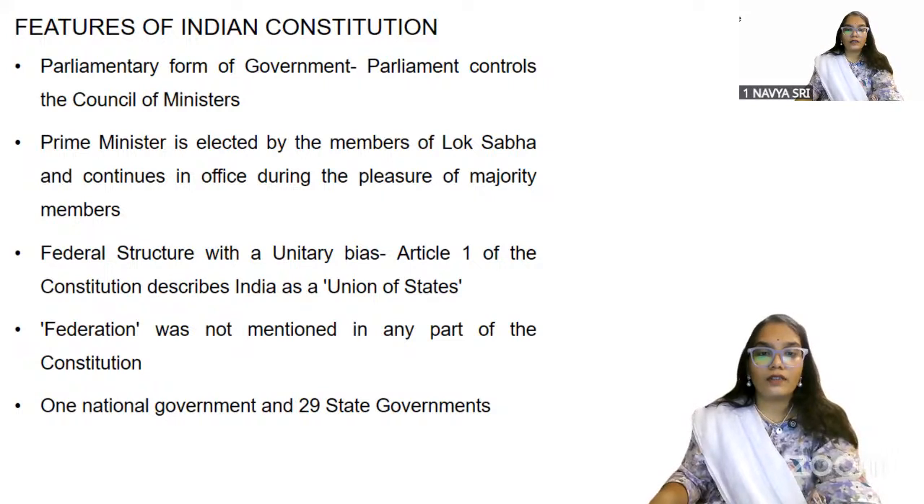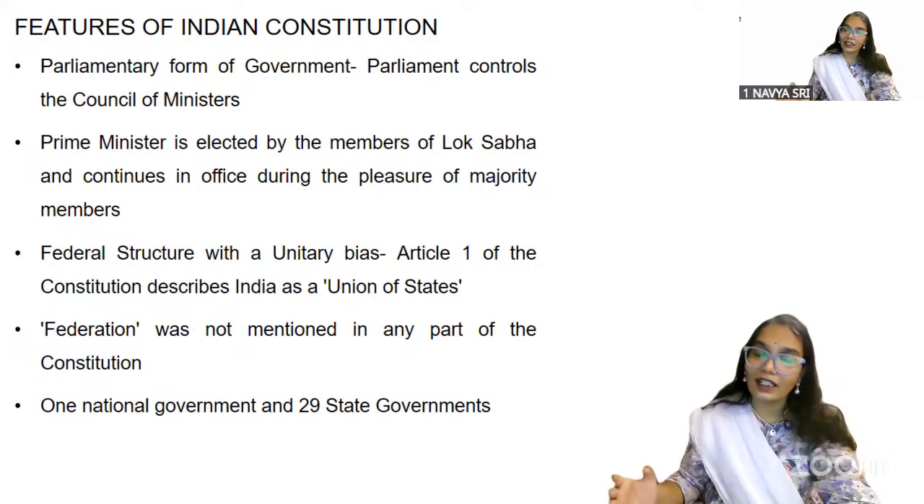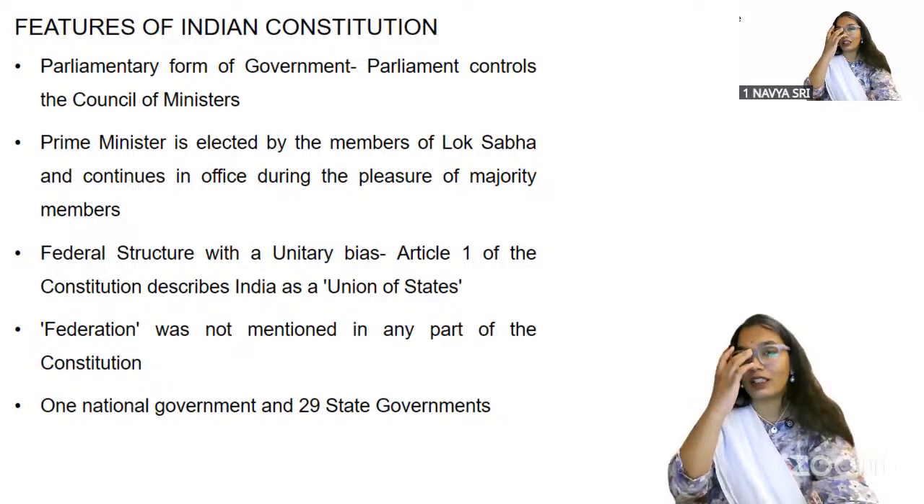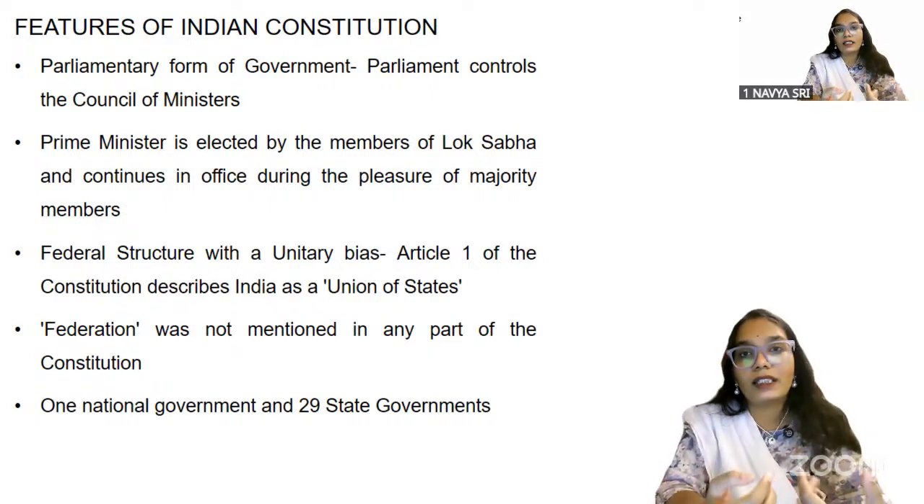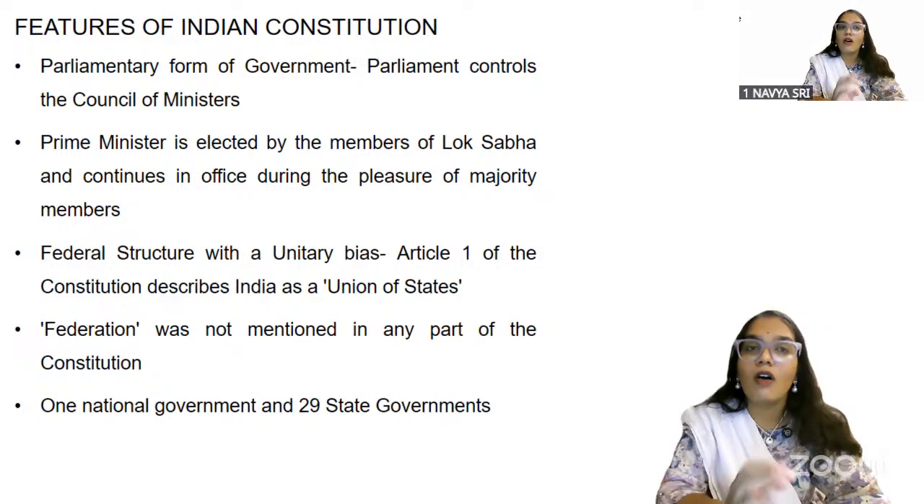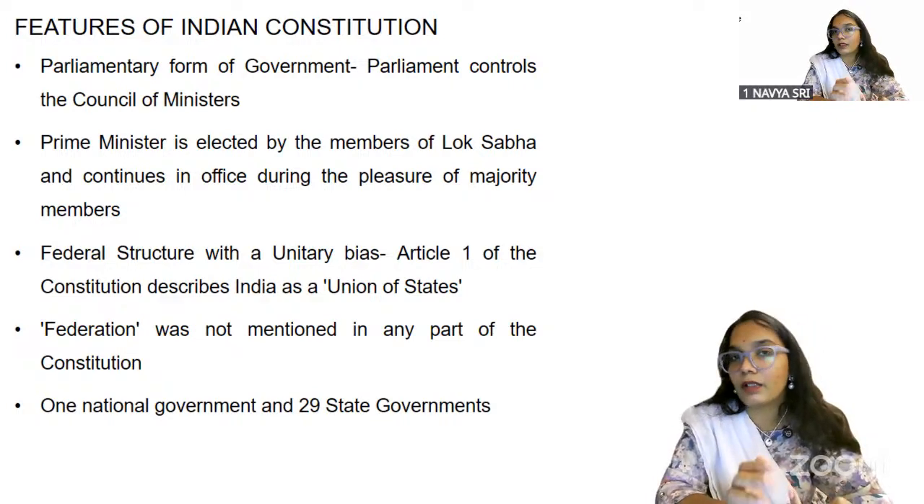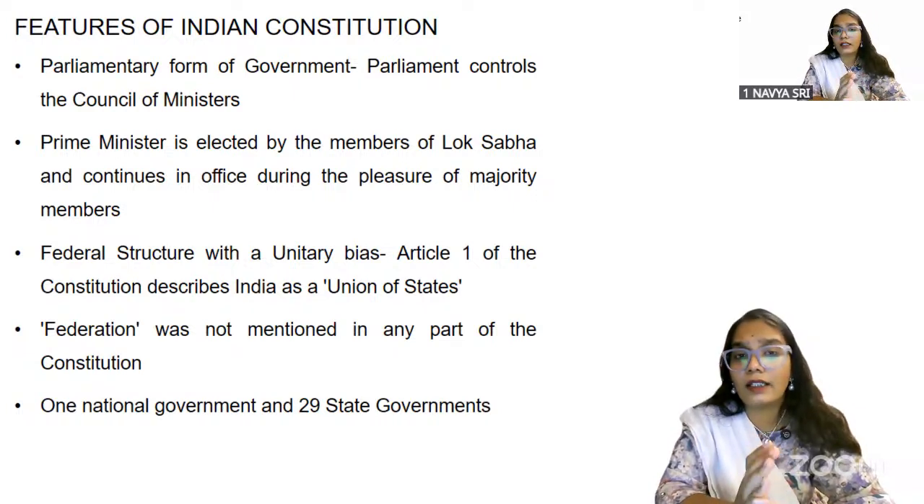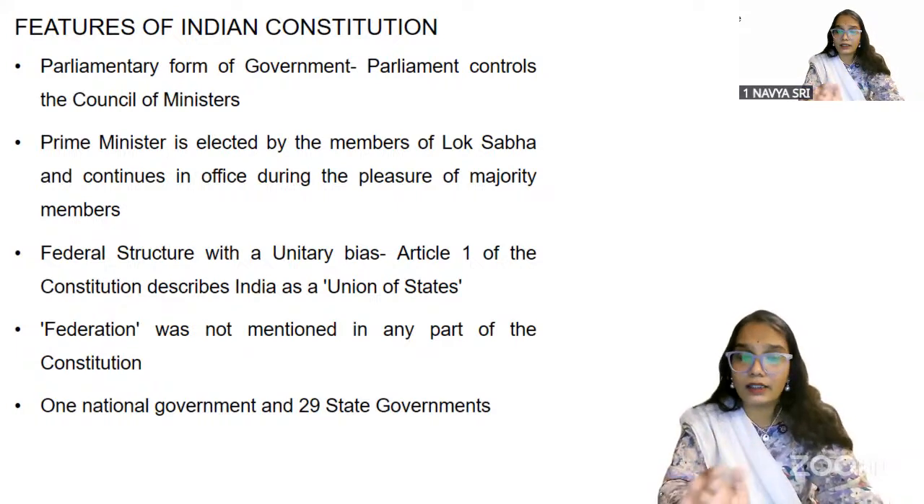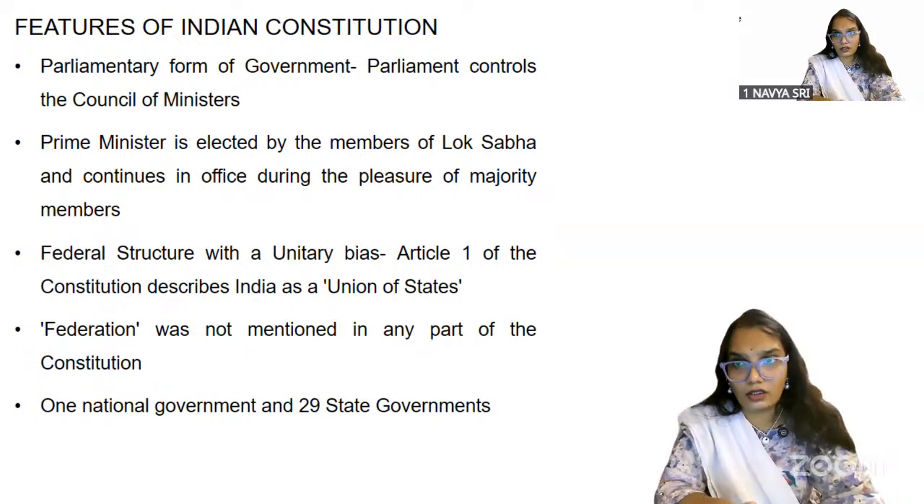And federal structure with a unitary bias. So if you are writing about the federal structure or this feature, you should not write only that India is a federal structure, but you should also extend it by saying with a unitary bias. This could be seen in center-state relationships, or the emergency powers that exist with the president, or the central list, or the center exercising its power over the concurrent list. So these all could be seen in such features.